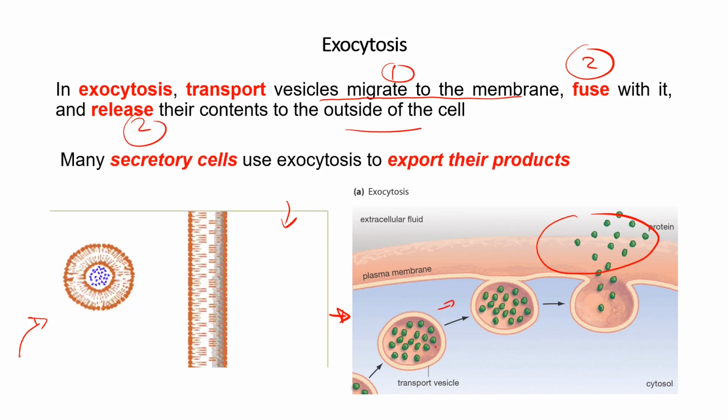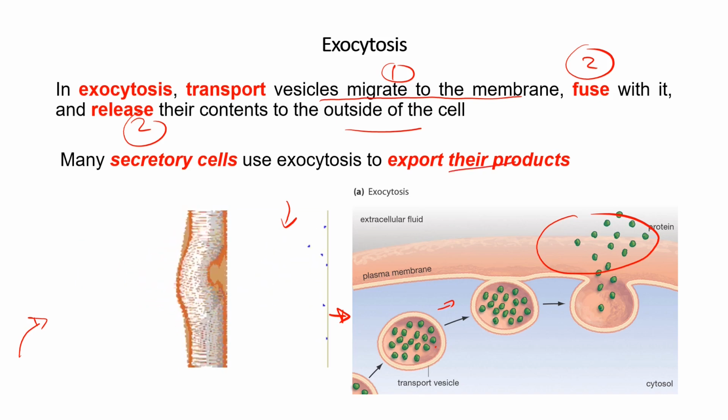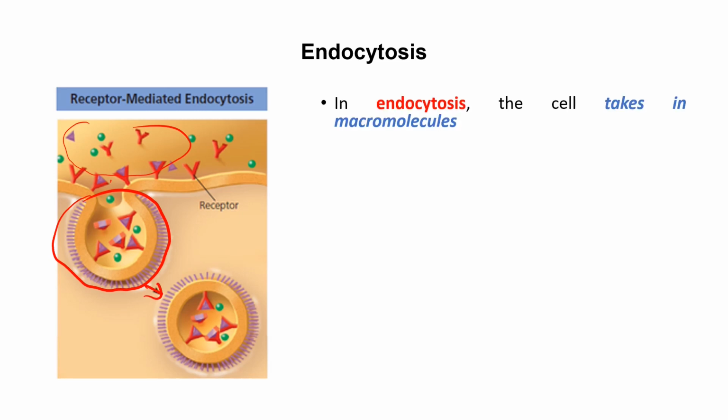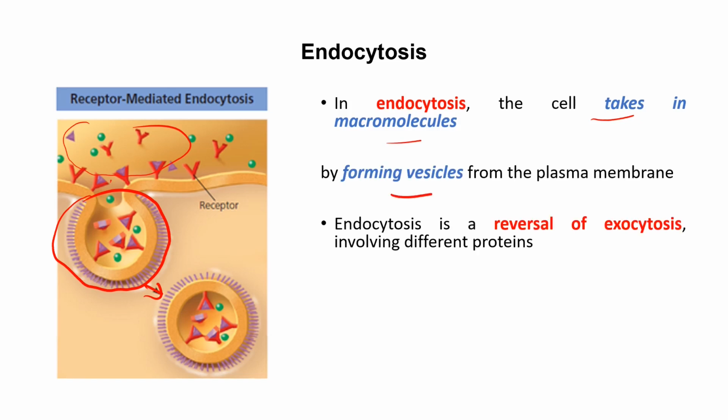There are many cells that use exocytosis to export their products. Endocytosis, on the other hand, is the opposite process. In this case, you see that there are a lot of molecules outside of the cell. The membrane is going to have this little pocket that is going to start growing and then go inside of the cell. So in endocytosis, the cells take in macromolecules by forming vesicles from the plasma membrane, and endocytosis is the reverse process of exocytosis and involves different proteins.